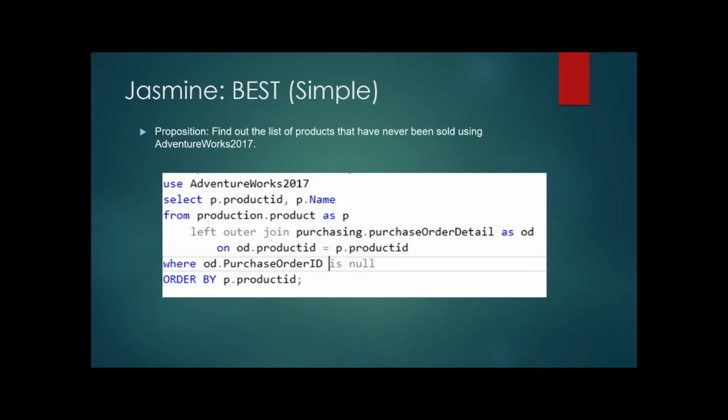This is the best simple one. Proposition: find out the list of products that have never been sold using AdventureWorks 2017. The product table is joined with the purchase order detail table using the left outer join.